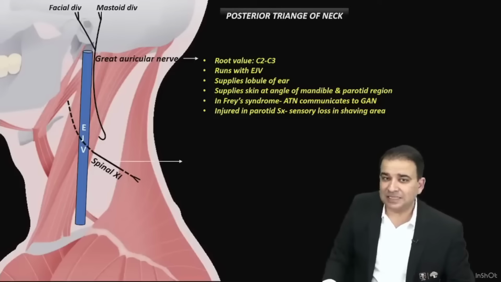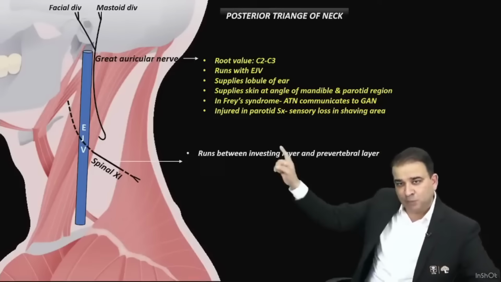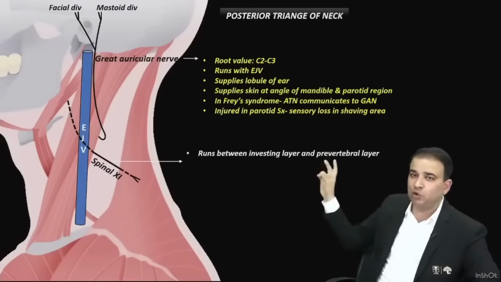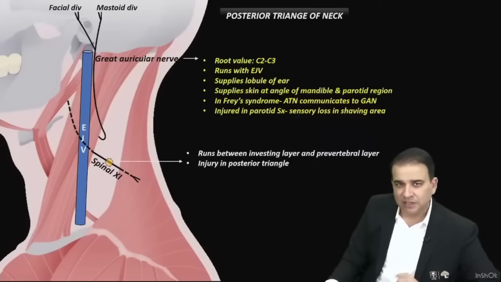Now the question is, guys, first of all, we said the nerve runs between the investing layer and the prevertebral layer. Deep to the investing layer, superficial to the prevertebral layer, it runs between the two. Spinal accessory nerve injury is common in posterior triangle surgeries. The nerve can get injured there.